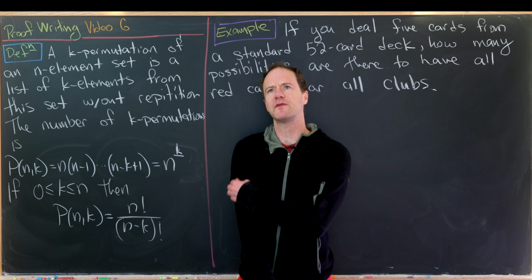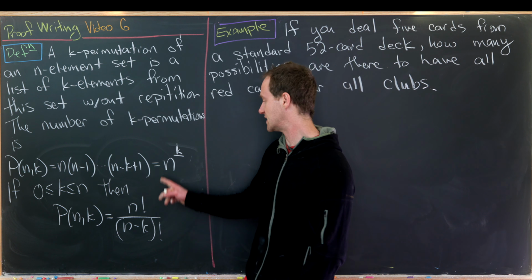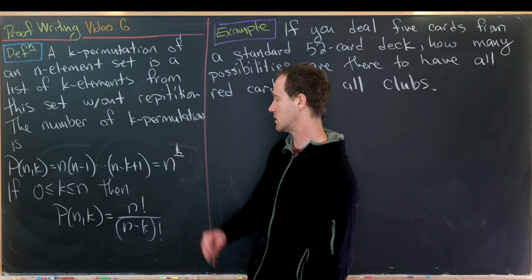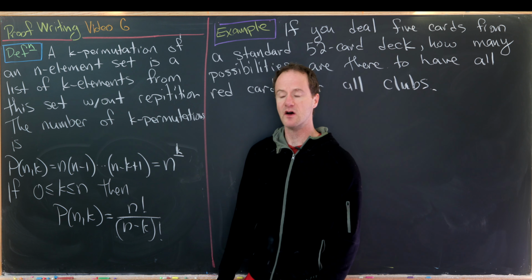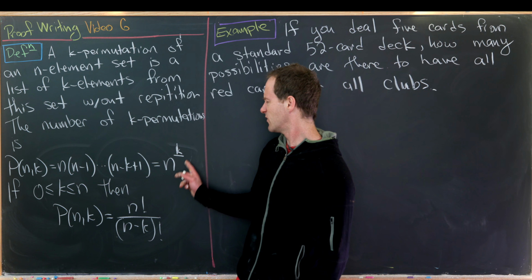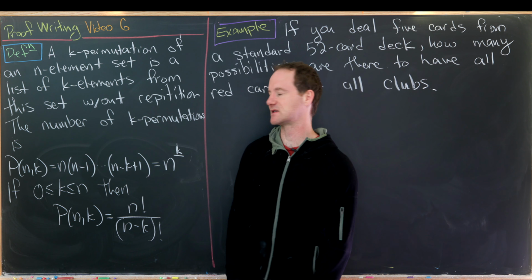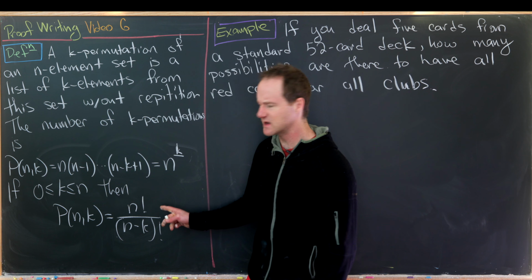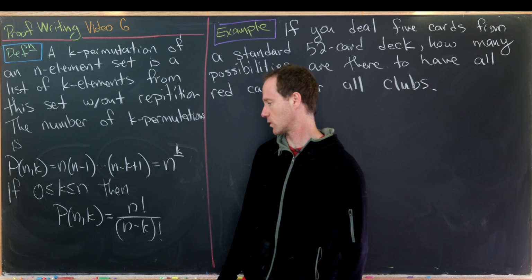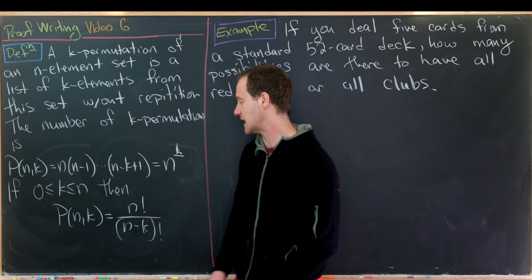Now, I'd like to point out that sometimes the notation is this n with an underlined k. That's called a falling power. I don't think that's in the textbook that I'm using for the course, but you might see this somewhere. And then furthermore, if k is between 0 and n, then there's a nicer closed formula: P(n,k) is n factorial over n minus k factorial.